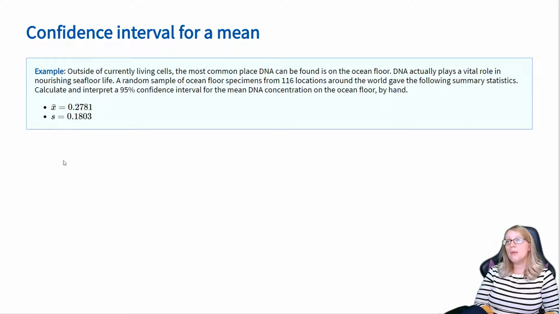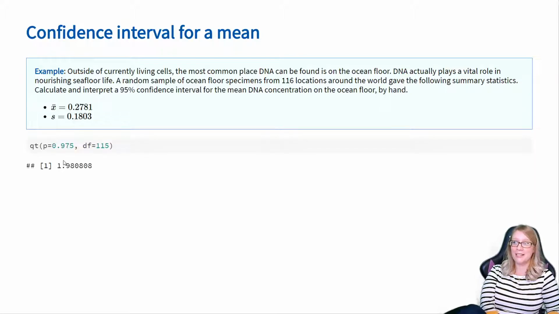So a random sample of ocean floor specimens from 116 locations around the world gave the following summary statistics in terms of DNA concentration. So we have the average DNA concentration for these 116 locations, that's X bar. We also have the sample standard deviation denoted by S. We'd like to calculate and interpret a 95% confidence interval for the mean ocean DNA concentration by hand.